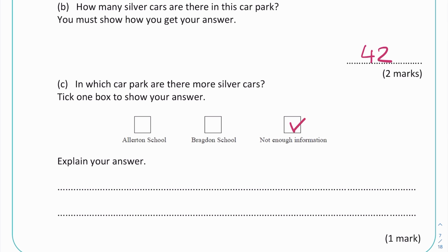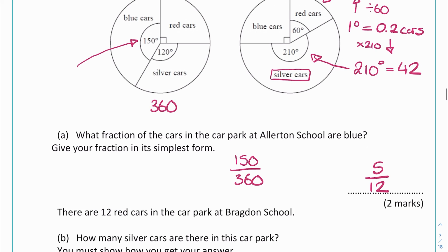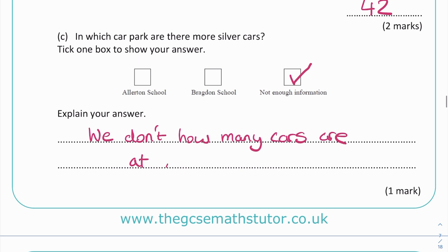So we'll tick this, not enough information. We don't know how many cars are at Allerton School. There we go, and that would be fine as our explanation. We don't know how many cars are at, and let's make sure we have a look at the name of the school, Allerton School. And there we go, and that's our answer.